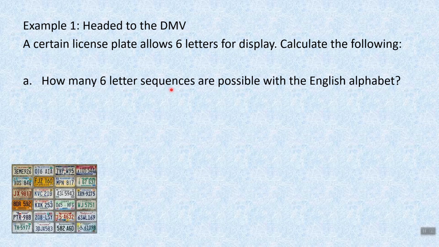Sequences requires a particular order. Okay, we want 6 letters. How many do we have? Well, the English alphabet at time of recording has 26 letters. So if we want sequences, we want the permutations of the 26 letters, taken 6 at a time, and this will give us 164,765,600 different license plates just using letters of the English alphabet 6 at a time, right? Distinct.